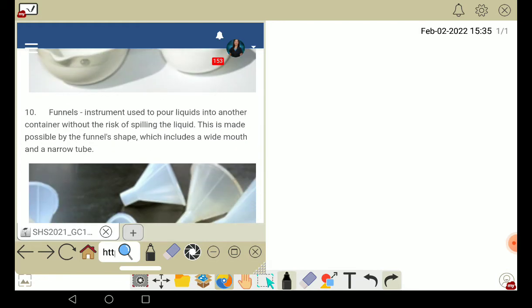Number 10, we have the funnel. As you have encountered some funnels, these are instruments used to guide the pouring of liquids into another container. The purpose of this is that we are eliminating the risk of spilling the liquid. This is made possible by the funnel shape, which includes a wide mouth and a narrow tube.